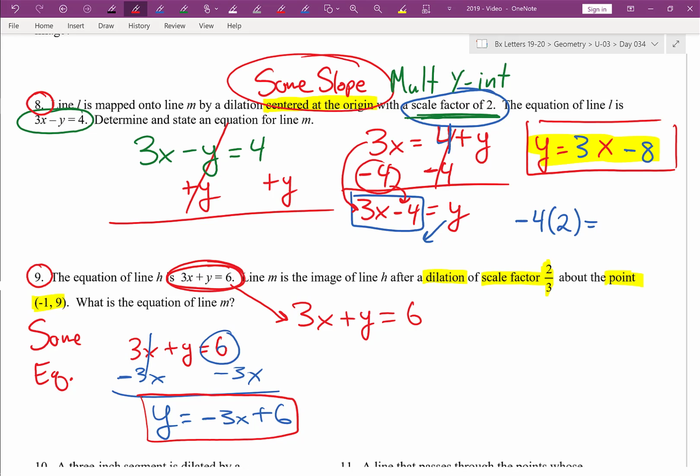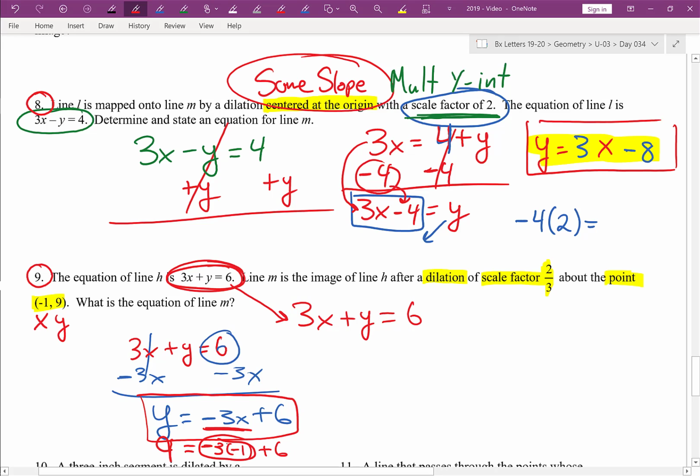And if you're still skeptical about this, you're like, well, what about that point? Is it on the line? Sure, let's substitute x and y. So this is 9. We're going to have -3 times -1, and then plus 6. Well, -3 times -1 is positive 3, and that positive 6 will give me 9. And 9 does, in fact, equal 9. And that's how I know this point is on the line.